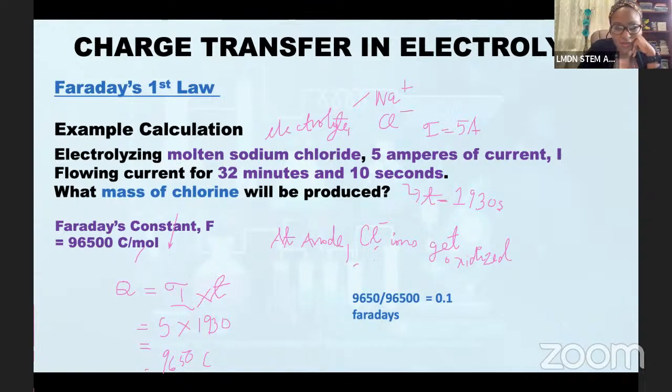So Cl, let me just write it without it being balanced first. Cl minus, right? It's losing electrons. So you can say minus e, negatively charged. It forms a neutral form, which is the chlorine, diatomic chlorine gas that has a zero charge there. So it's going from -1 to 0, right? So there's an increase in the oxidation number from -1 to 0. So that increasing oxidation number tells us that it got oxidized, right?